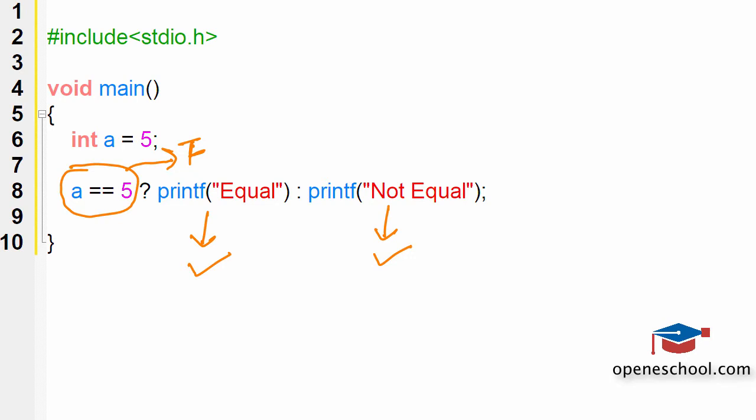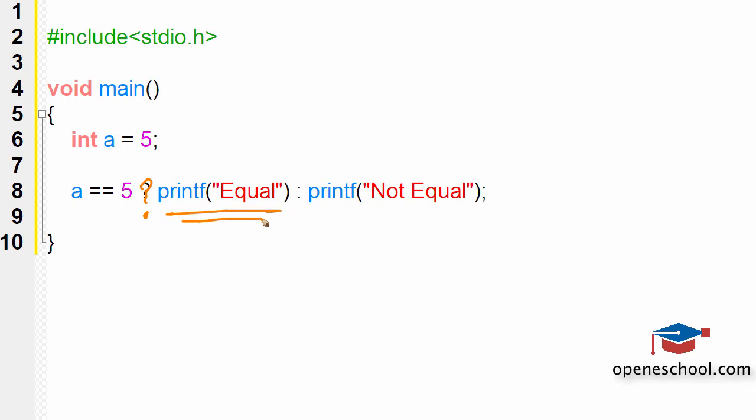So you can very well understand that the code that we have written after the question mark represents the if part of the conditional statement, and the code that we have written after the colon represents the else part of the conditional statement. So if this statement is true, this code should run. If this statement is false, then this code should run. So let's run this code and see the output.